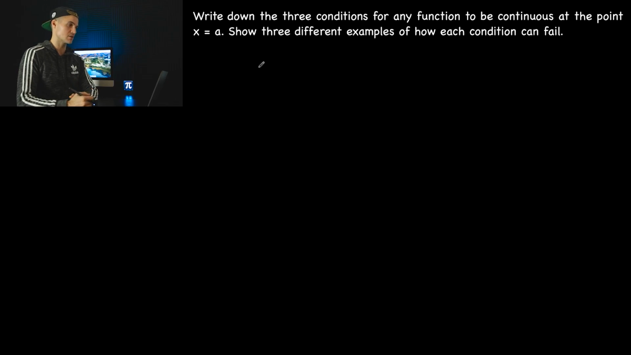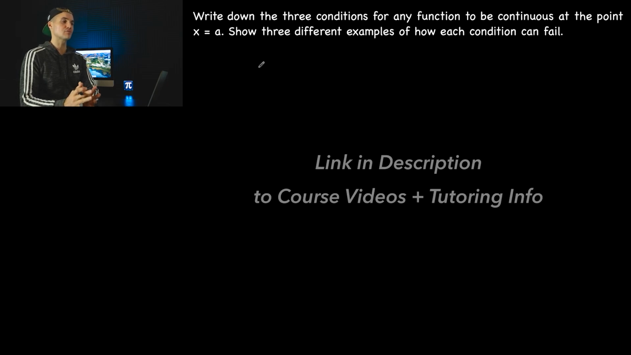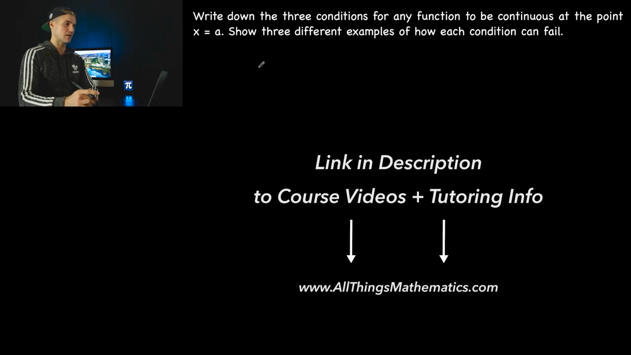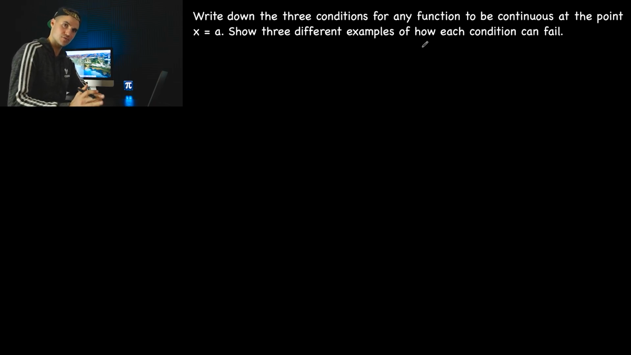Patrick here from All Things Mathematics, and moving on to the next example on the test, another communication kind of question. We have to write down the three conditions for any function to be continuous at the point x is equal to a, and then we have to show three different examples of how each condition can fail. Okay, so we went over these three conditions in the lecture videos for continuity. Hopefully you have gone through those.